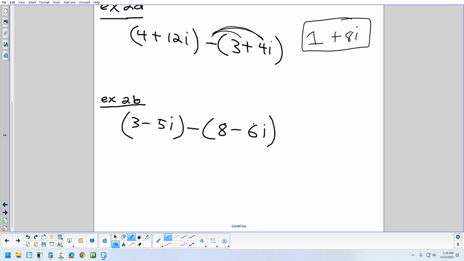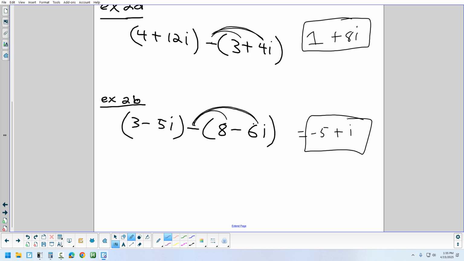How about this one? 3 minus 5i minus 8 minus 6i. Would it be negative 11? No, negative 5. So 3 take away 8 gives you negative 5. And what's negative 5i minus negative 6i? Because this is minus a minus 6, it becomes a plus 6. What's negative 5 plus 6? 1. So 1i. When you have 1i, you don't have to put the 1. You can leave it as i, or you can put the 1. Any question on that?